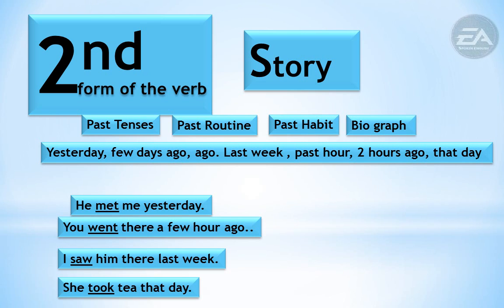Keep in mind, yesterday, few days ago, last week, past hour, 2 hours ago are indicators of the second form. The second form is known as the story form. Mostly stories have the second form. You can look at an essay, biography, past habits, past routine; the past tense uses the second form of the verb.